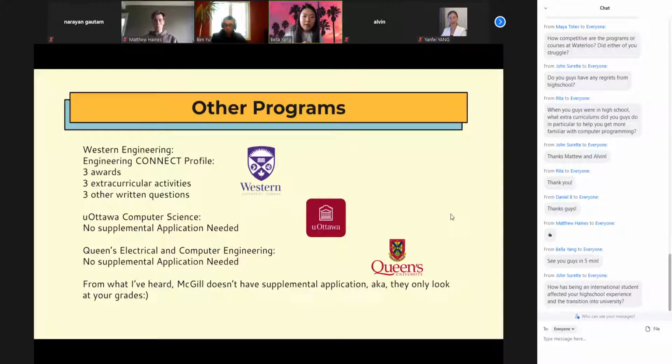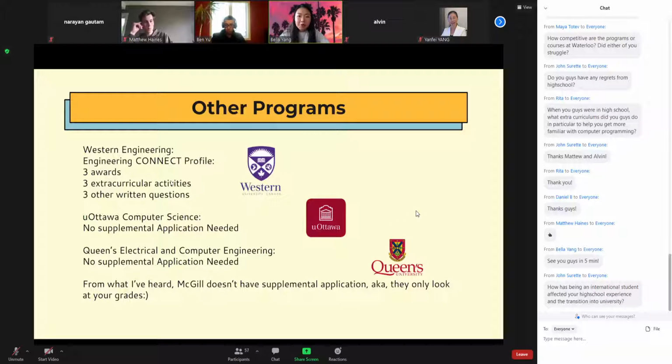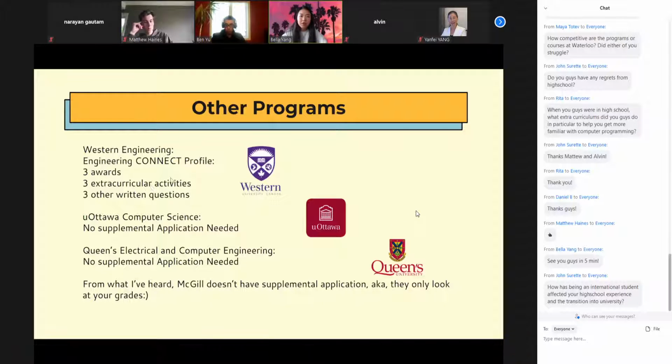Some other programs that I applied to: Western Engineering has a Connect profile, which is a place where you can talk about your awards, extracurriculars, and other written questions which can relate to your soft skills. In my case, I didn't have the chance to finish my Connect profile, but I got my offer in early December. So sometimes you might not even have to finish these supplemental applications before you get into the program. But yeah, make sure to do those before you get your offers.